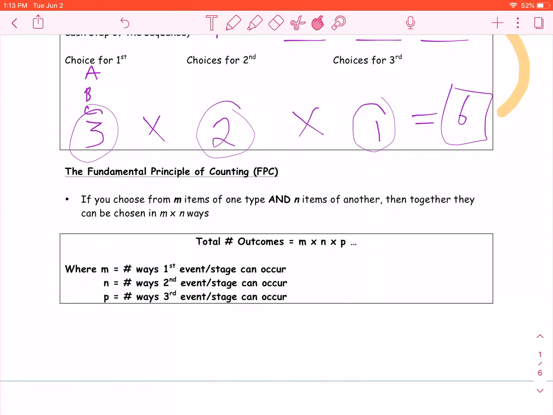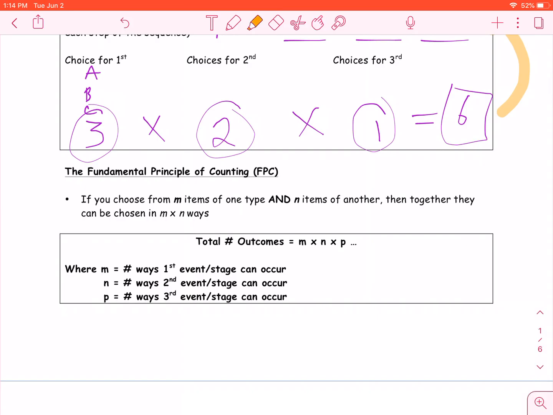So we have our fundamental principle of counting, the FPC. It reads, if you choose from m items of one type and n items of another, then together they can be chosen in m times n ways. Exactly what we did in the arrangement of children. So in this way we would multiply m times n. If we had 3 possibilities, notice you could do m times n times p.